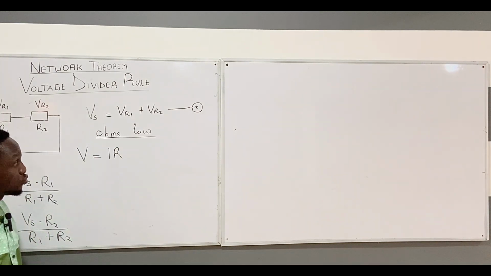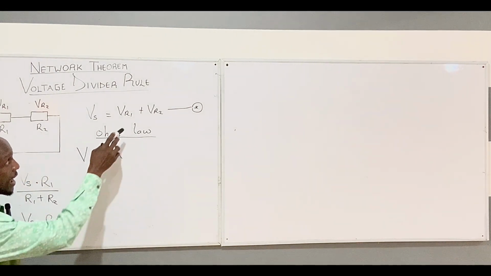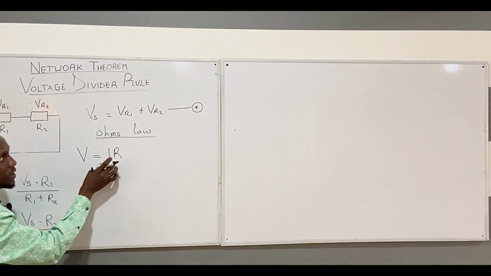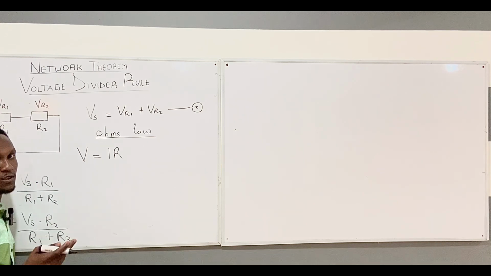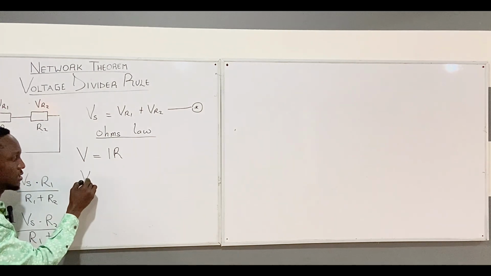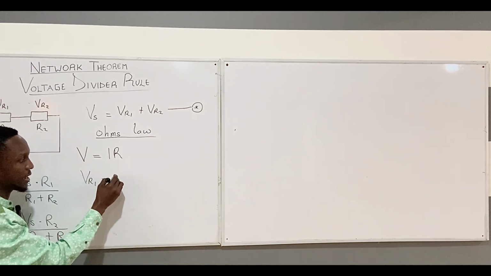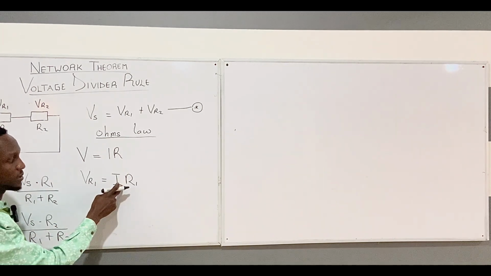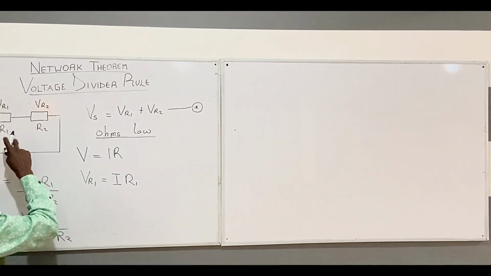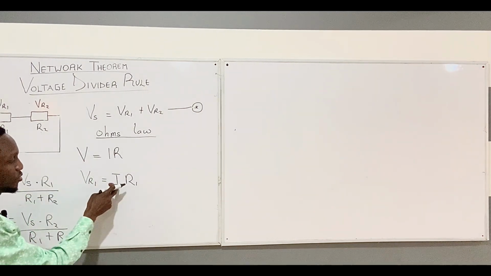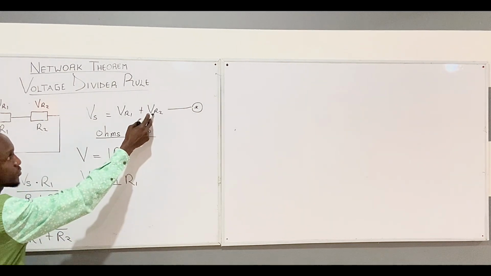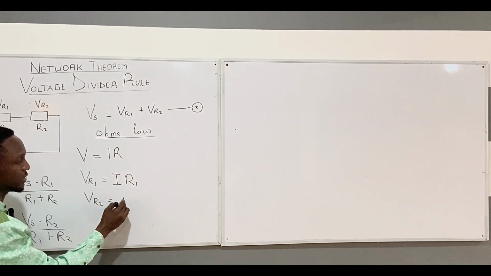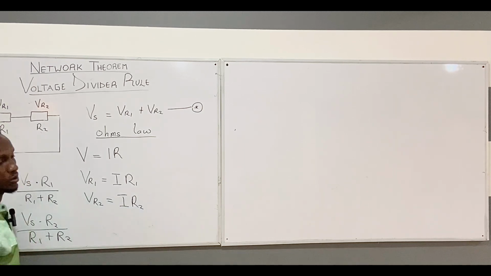IR. Now you could see that if I have V R1 here, let us write this formula in terms of V R1. Looking for V R1, so I can say that V R1 is equal to my IR1. The reason why I didn't put a 1 here is because the current through this circuit is the same, so I don't need to label it. Now let's write for this one. V R2 is giving us IR2.